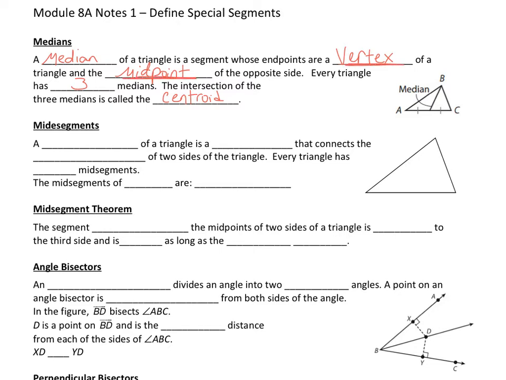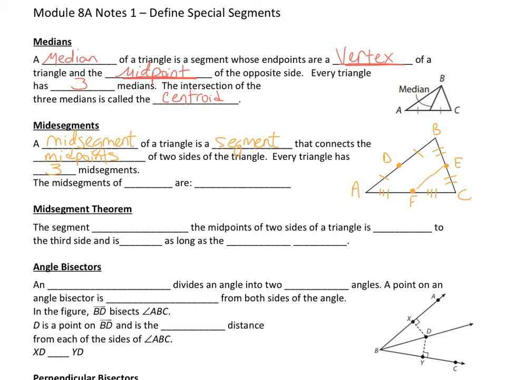Onto the midsegment. A midsegment of a triangle is a segment that connects the midpoints of two sides of the triangle together. So every triangle has three midsegments. In this triangle off to the right, if I wanted point D to be the midpoint, that would mean that AD and DB are congruent to each other. If point E is the midpoint, that means that BE and EC are congruent. And if point F is a midpoint, that means that AF and FC are also congruent.